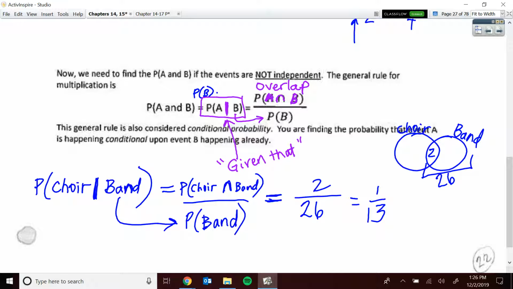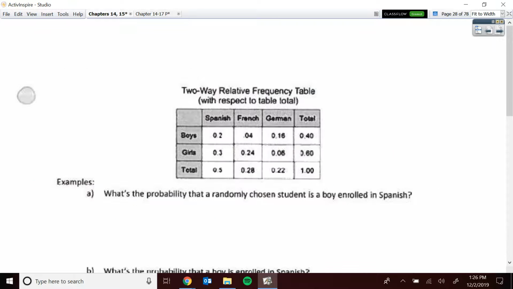Okay, so that's how that works. And again, people want to put 18 over 26. And it's not all the choir. You told me you're in band. So you have narrowed this down to the 26 in band. Now, of those 26, who are also in choir? Okay, let's go to this next page here and do these examples here.